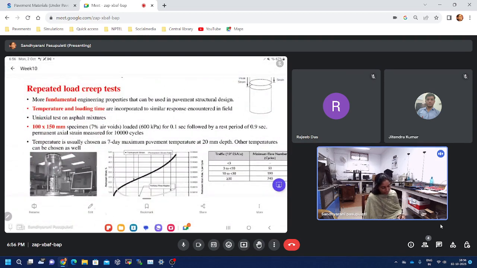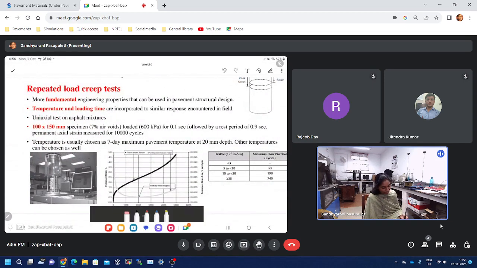Now the repeated load creep test, which is the dynamic creep test. The only difference from the static creep test is the load: you will apply the load, then give a rest period. Again you will apply a haversine load, then give a rest period. Haversine means half sine. We know a full sine wave is like this, so I am applying the half sine. This is actually a better simulation of wheel load.